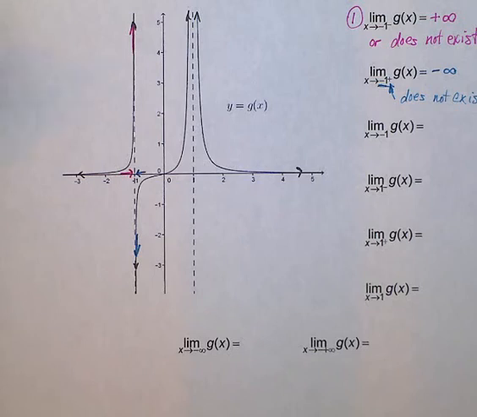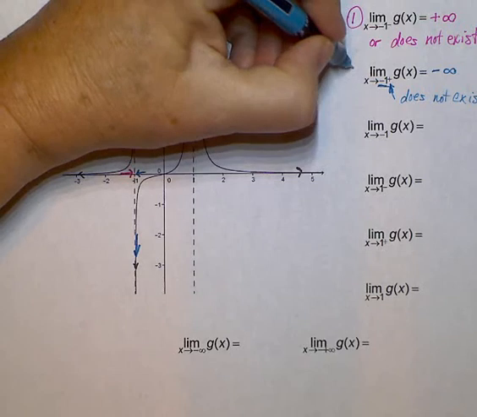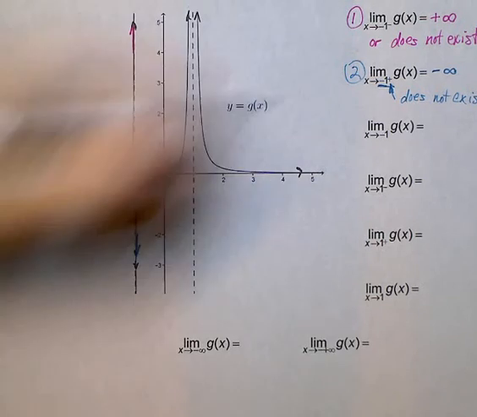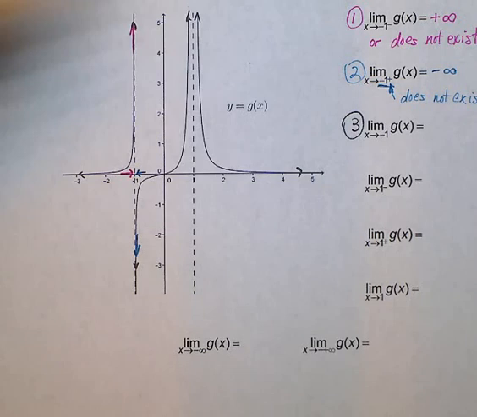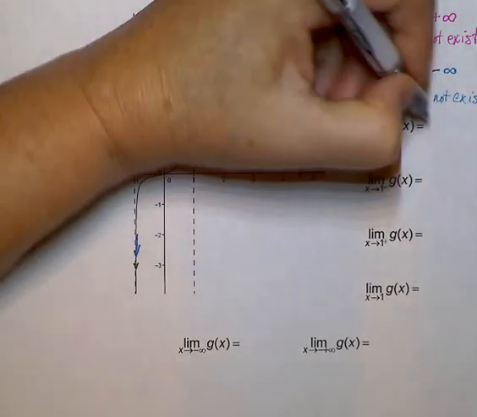Third question, what is happening to our g of x values, our y values on this graph, as x approaches -1, both from the left and from the right? Well, neither the left nor right-hand limits existed, so certainly this limit does not exist. And in fact, we have different behavior coming from the left and from the right. So I can't say plus infinity, I can't say minus infinity, and so in this case we do say does not exist.